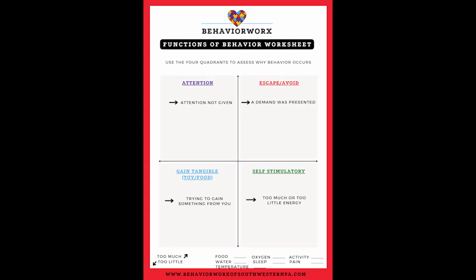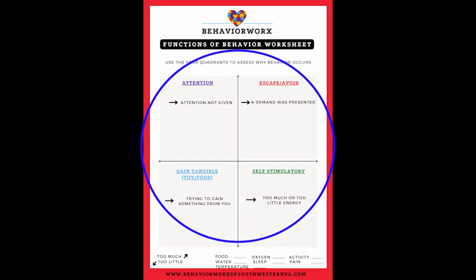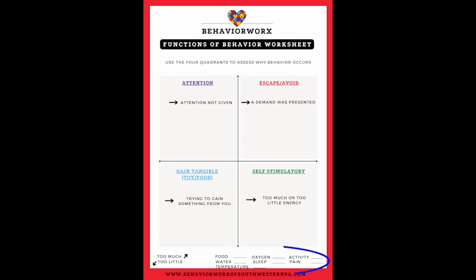And then everything that you just wrote in those little blurbs, so no attention was given, demand or task was presented, gain tangible, and too much or too little energy, you're going to circle all 4 of those, and then circle everything at the bottom: too much or too little food, oxygen, activity, water, sleep, and pain. The beautiful thing is everything that you just circled is going to translate into antecedents that you're going to write in your ABC chart.